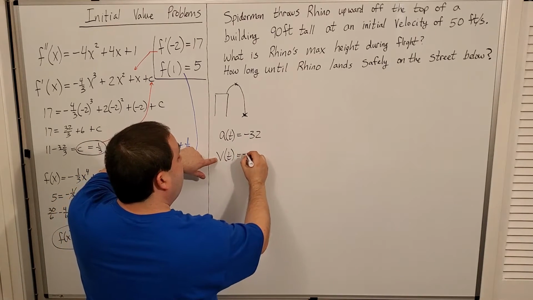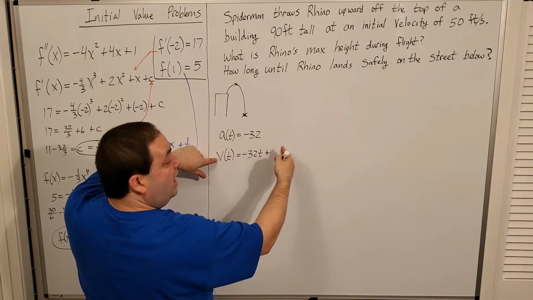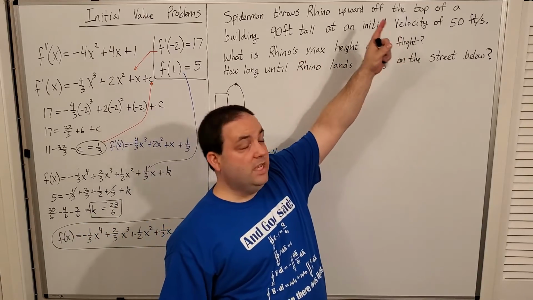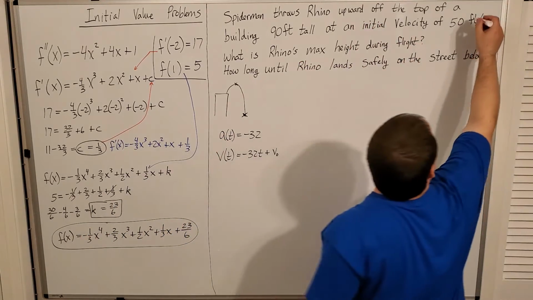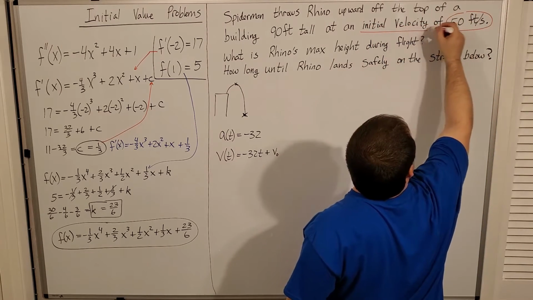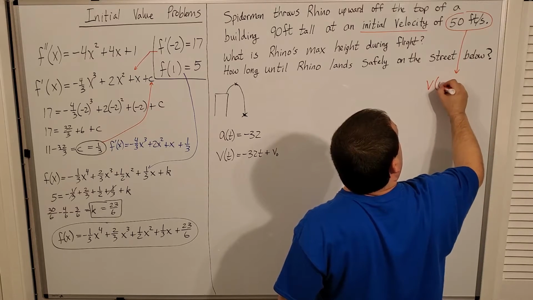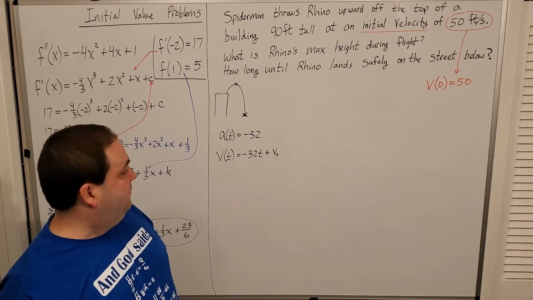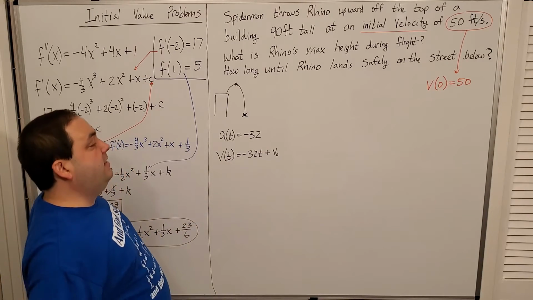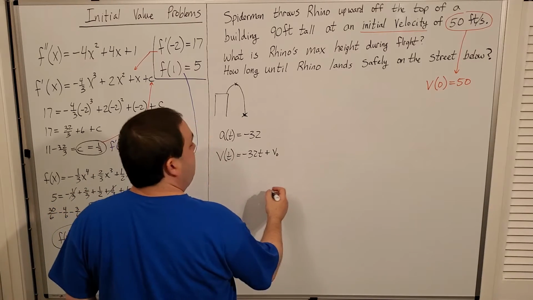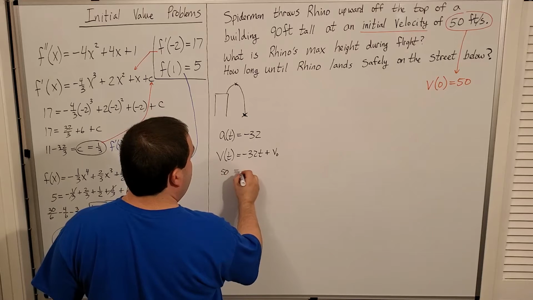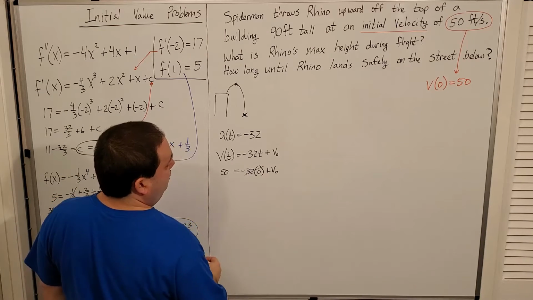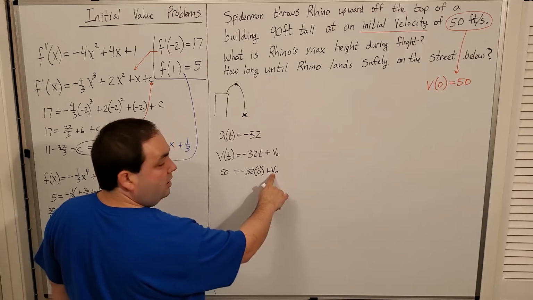So v of t, the antiderivative, is -32t plus some constant. I'll use v naught. Okay? But I have some initial information. This is an initial value problem. This thing right here, the initial velocity, is telling me that v of 0 equals 50. That's what that's telling me. v of 0 is 50, right? So if I take that into account, then 50 should be equal to -32 times 0 plus v naught. And of course, -32 times 0 is gone because it's times 0. So 50 is equal to the constant v naught.